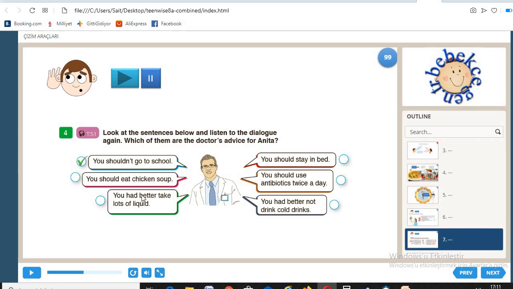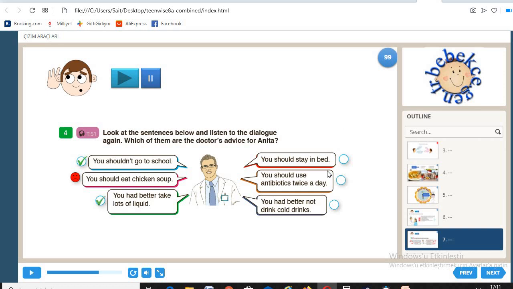Yes. You should eat chicken soup. Did the doctor say it? No, the doctor didn't give that advice. You had better take lots of liquid. Look, what's had better? Should, shouldn't. Yes, they are advice, but this is also advice, but this is a stronger advice. Like your mother's advice. You know, sometimes your mothers give you advice, and if you don't do it, there are, of course, bad results after it. You had better take lots of liquid. Had better. Did the doctor say this?